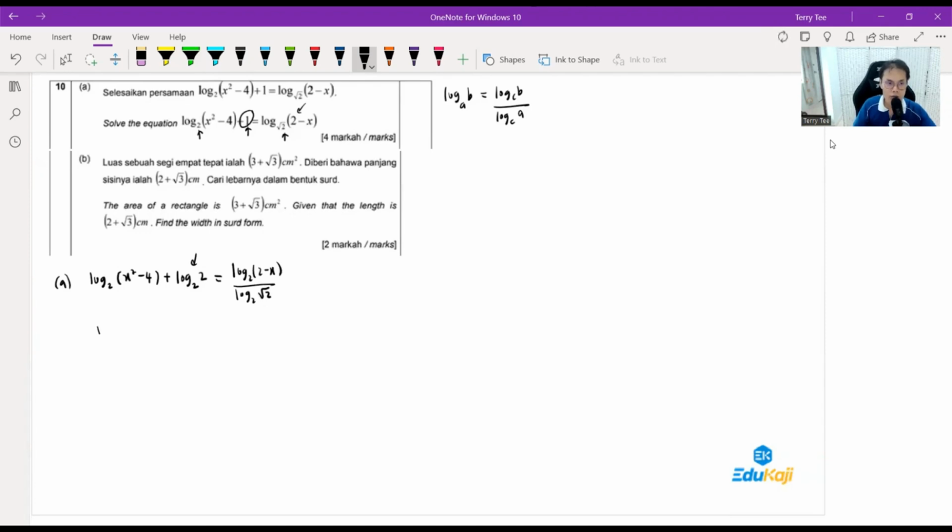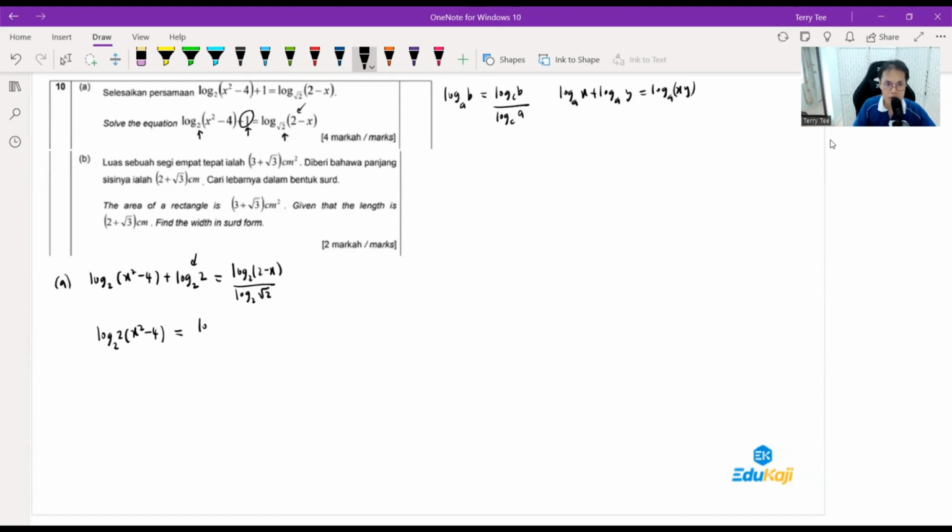Okay, next, we're going to combine this as a single logarithm. Remember, in logarithm, when you add together, for example, log base a of x plus log base a of y, when you combine them, it becomes x times y. We write as a single log. So in this case, we have a 2, I put in front, with the x² - 4.